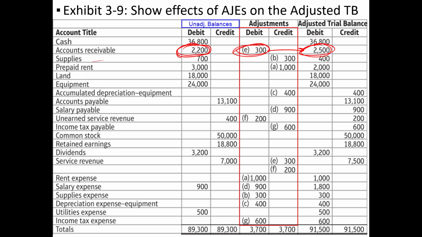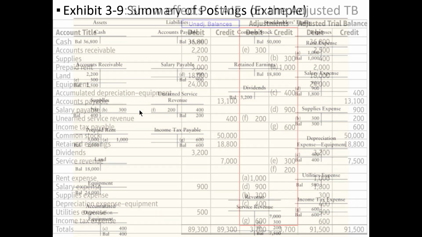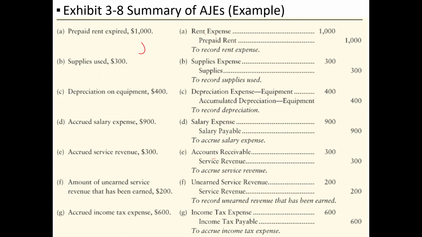So in the case of supplies, supplies start off with 700. Then we said in the ledger we consumed 300, so we have 400 left over. Where is that? Go to the supplies account. 700 is what we started with. We consumed 300. Now we have 400 left. And again, you can say, well, why did it go down? I don't know what that means. You can always go back to your adjusting journal entries in your journal. This is from your journal.